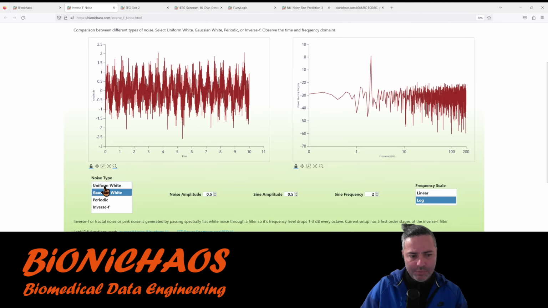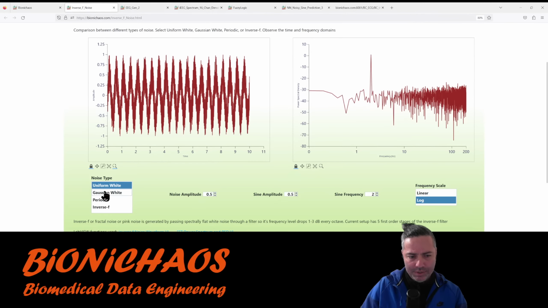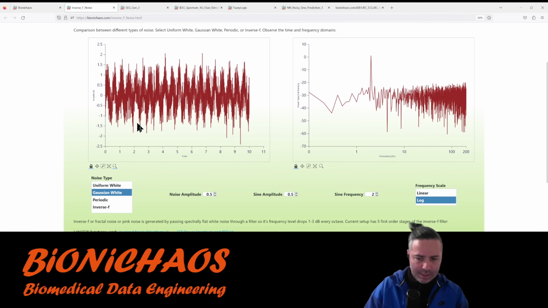both in the time domain and the frequency domain. I think it's kind of the same for Gaussian. I mean, there's a slight difference. Yeah, the SNR, we can actually add an SNR metric in here, because we know the signal frequency and we know the amplitude.